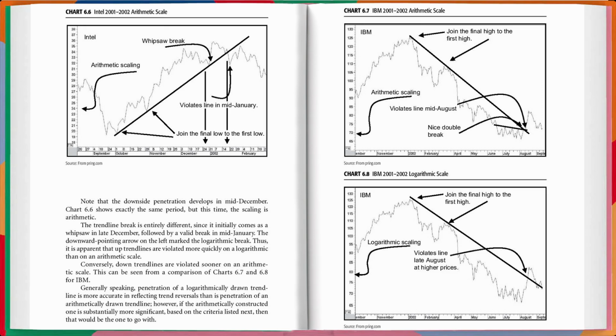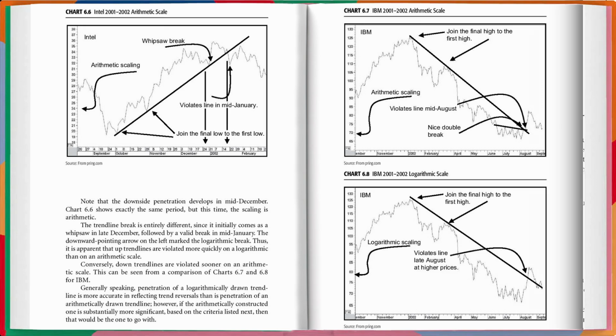This can be seen from a comparison of charts 6.7 and 6.8 for IBM. Generally speaking, penetration of a logarithmically drawn trend line is more accurate in reflecting trend reversals than is penetration of an arithmetically drawn trend line. However, if the arithmetically constructed one is substantially more significant, based on the criteria listed next, then that would be the one to go with.